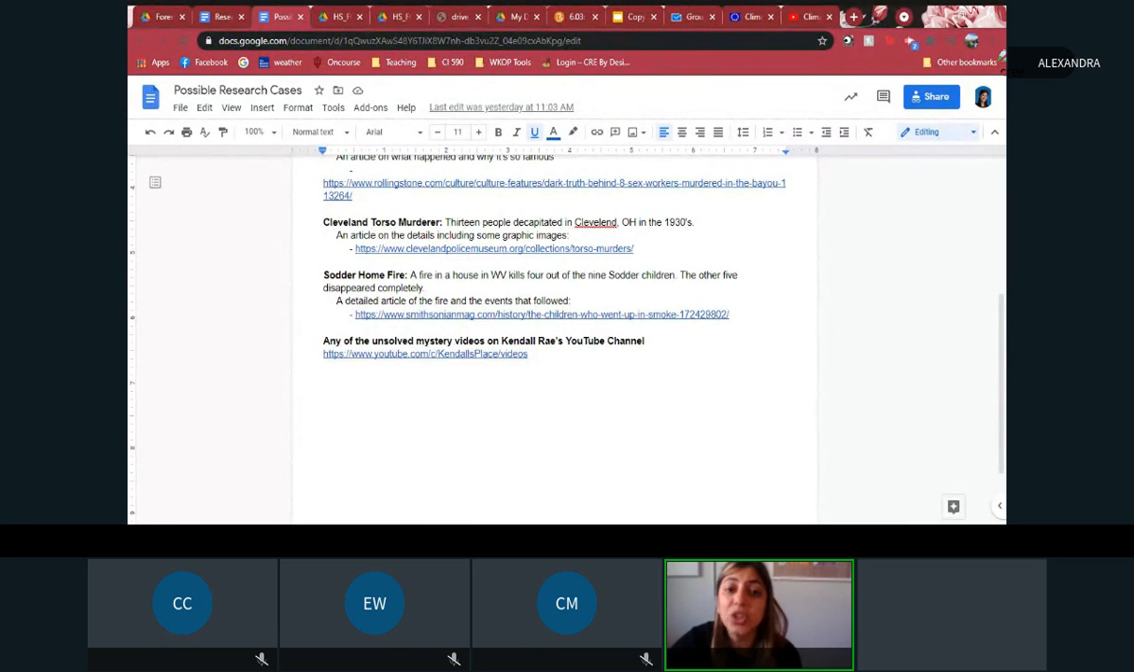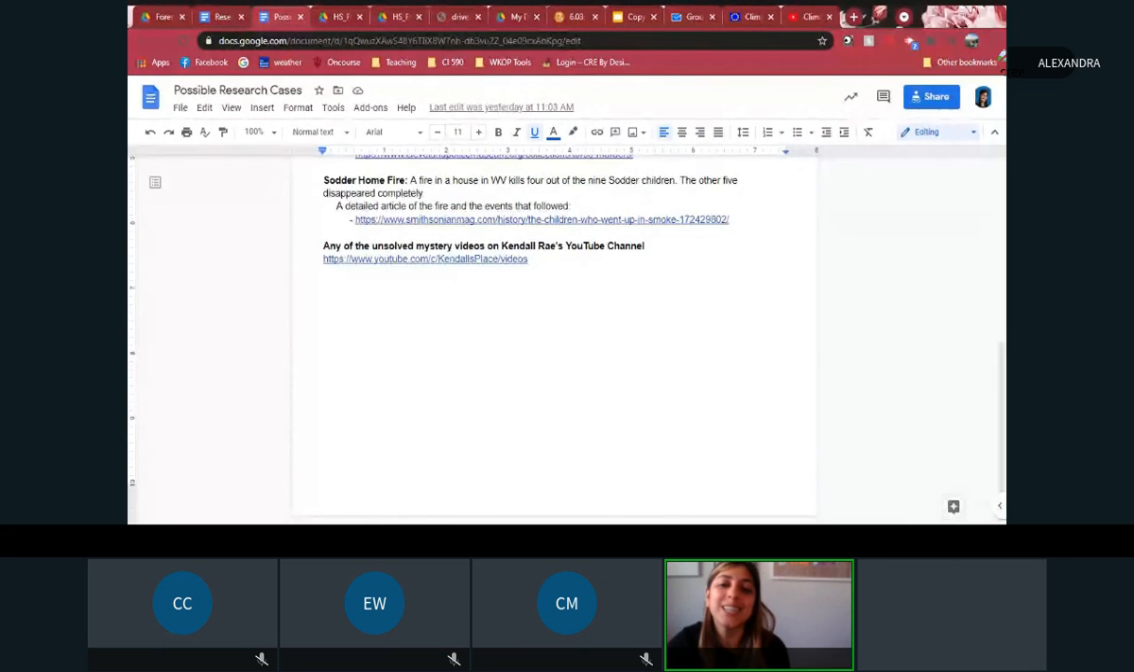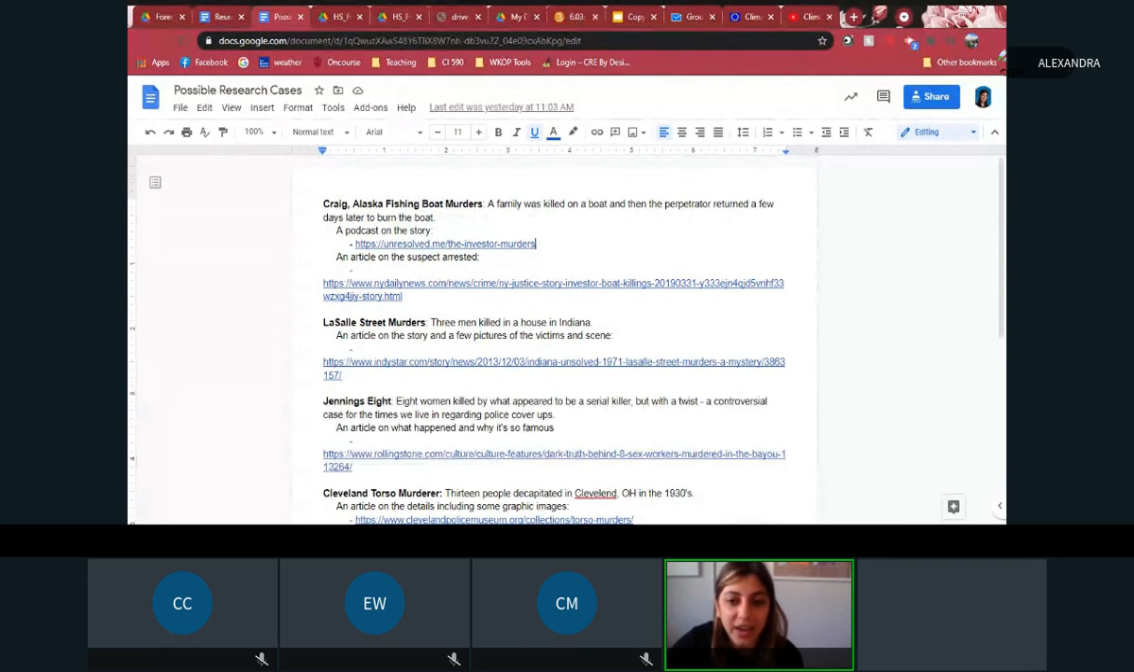Again, these are all starter cases. These are all here just to give you an idea of what's out there. You're not limited to them. That doesn't mean that you can only choose through these. It just means that these should inspire you.